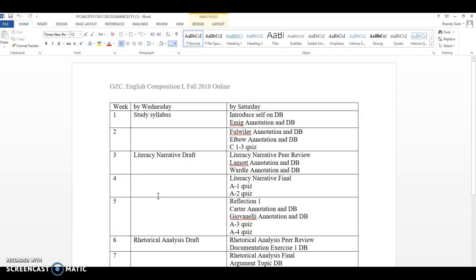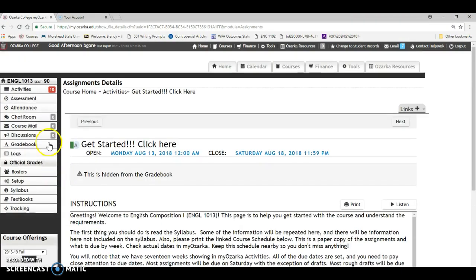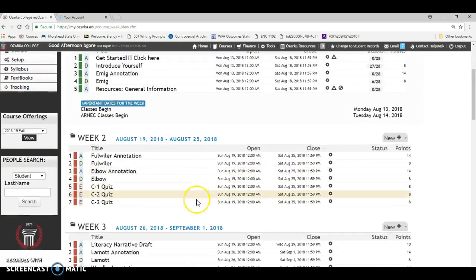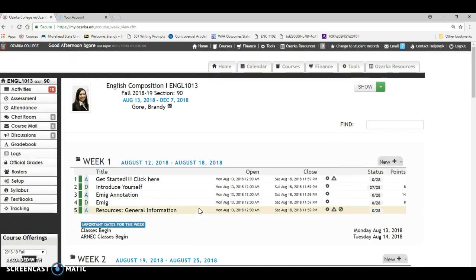Now, please just pay attention. If you see something that doesn't match up to the shell, please let me know. And when I say shell, I mean activities shell. This holds all of our activities for the semester.